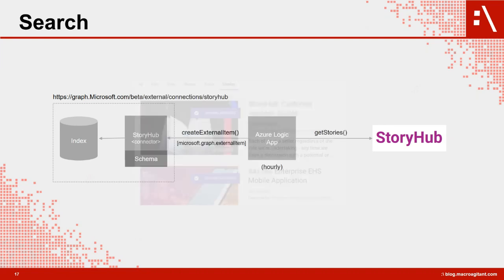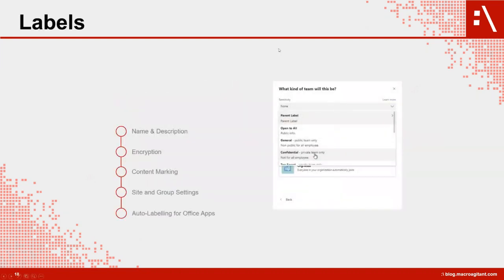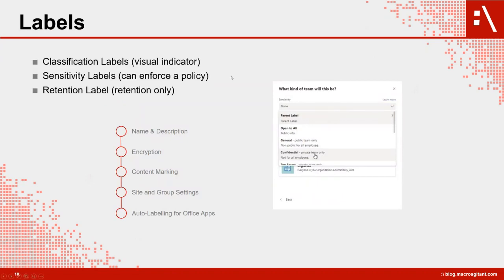The final thing I want to cover just before we finish today is labeling. There are three types of labels which I just want to differentiate. There are classification labels. These came in before unified labeling and before sensitivity labels were a real thing. A classification label was something that you could define and then tag a team with. So you could create a classification label called confidential and assign it to a team, and there would be a little visual indicator in the team that would tell you. The downside with those classification labels was that you couldn't enforce any kind of policy around them. They were there just as a visual indicator.